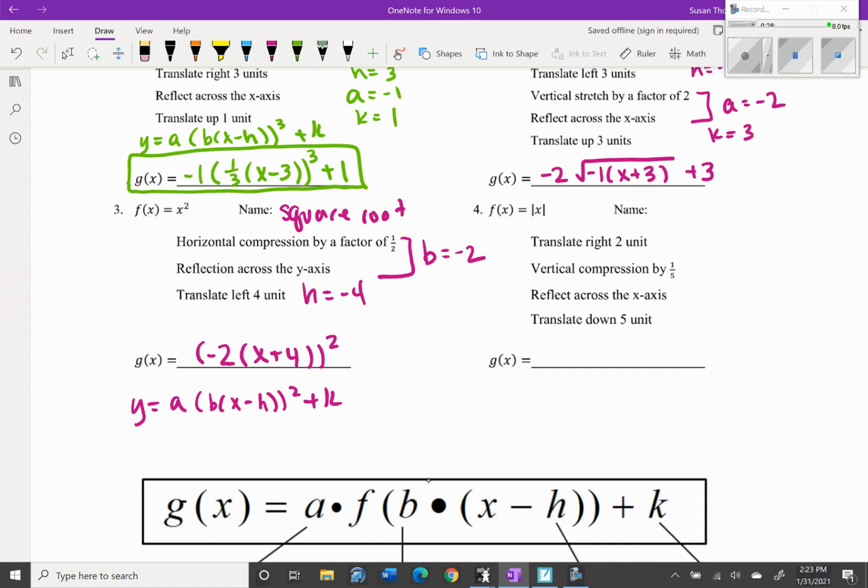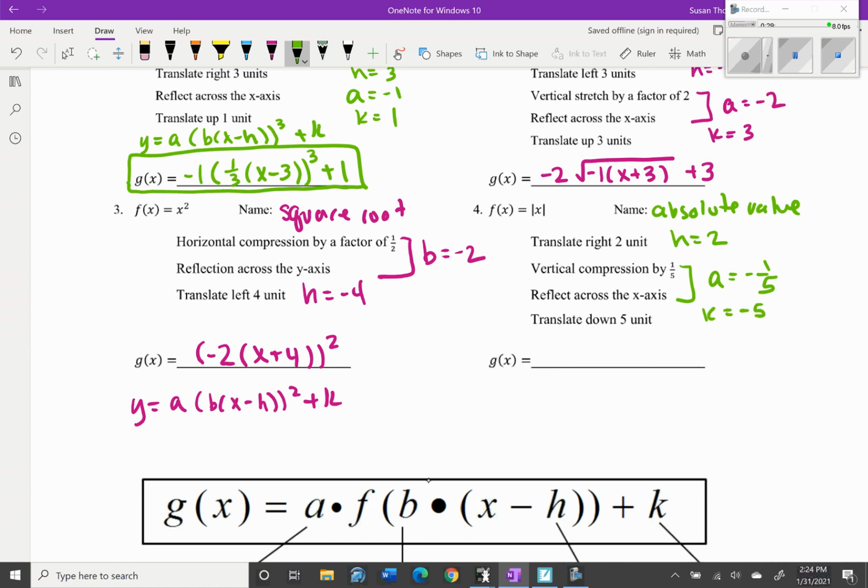The next equation, of course, is absolute value, because we see those absolute value bars. So we're translating it to the right 2, which means h equals 2. Vertical compression by 1/5 and reflection across the x-axis means my a value is -1/5. And translate it right, or excuse me, down 5, which means k is equal to -5.